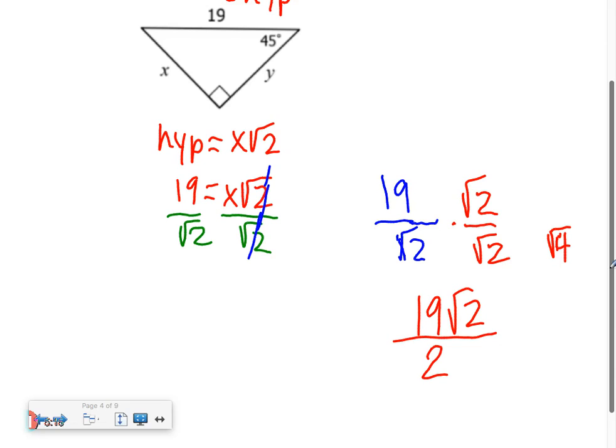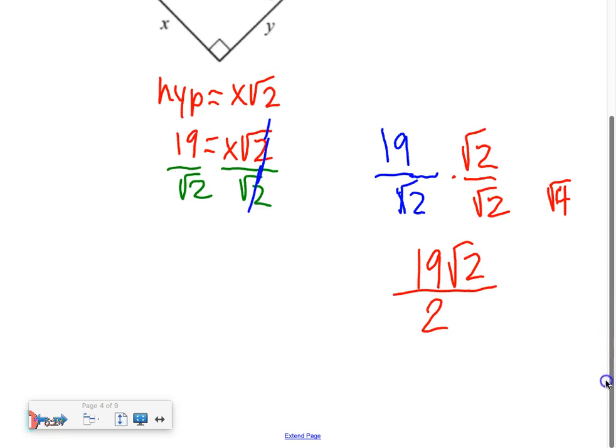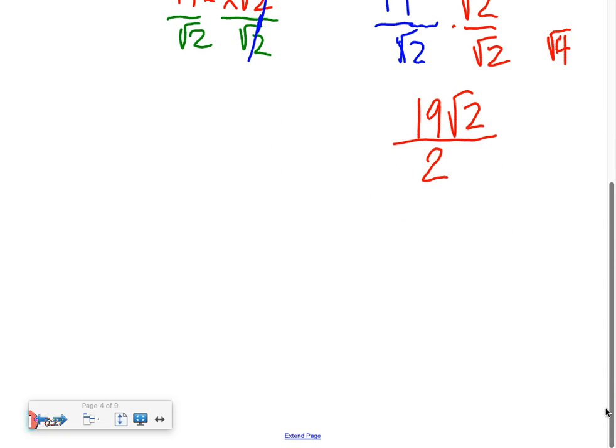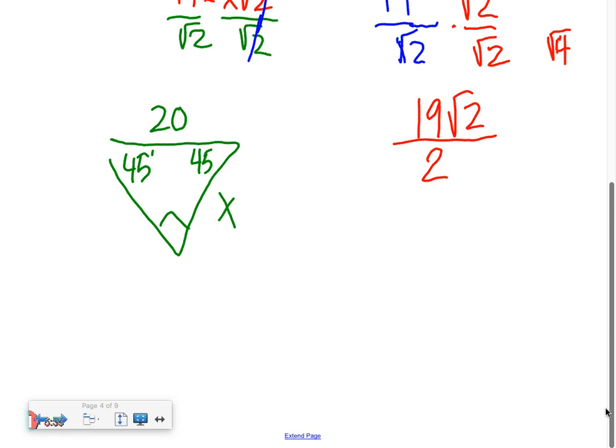That's a lovely answer. I know there's not another example, so let's just draw one in so we can practice that again. Somewhere in your notebook, let's do another one. Let's say you have 20 as your hypotenuse. And we have to find our legs. So remember, your hypotenuse equals what? X root 2. That's our formula. Instead of writing hypotenuse, what can I write? 20.